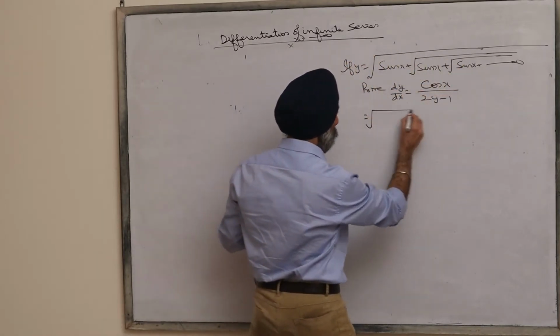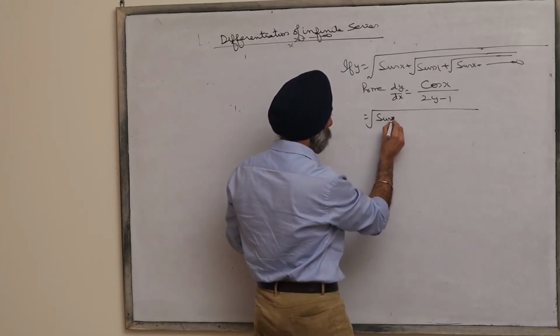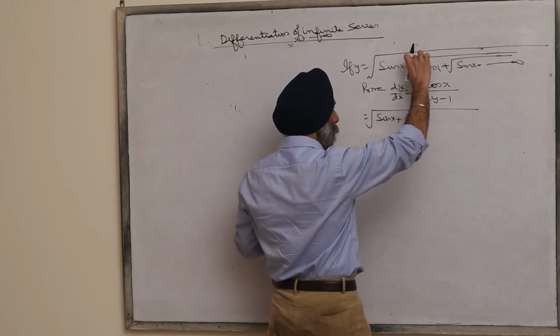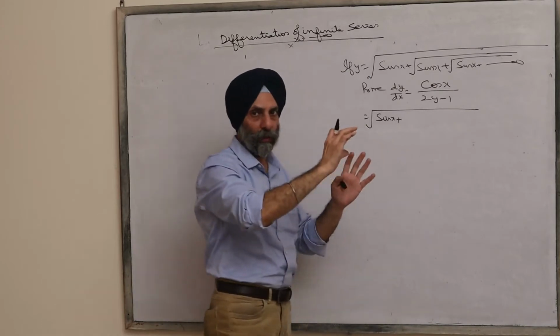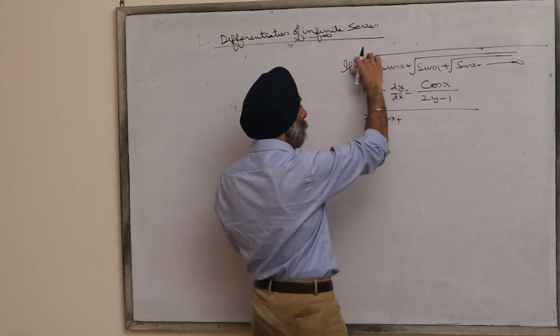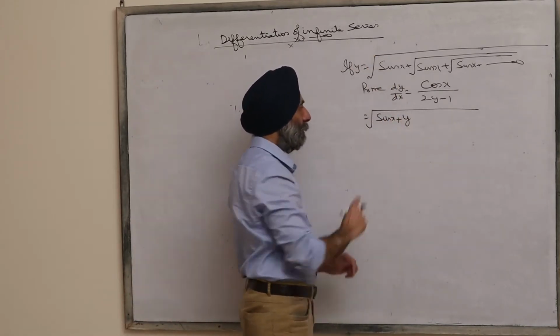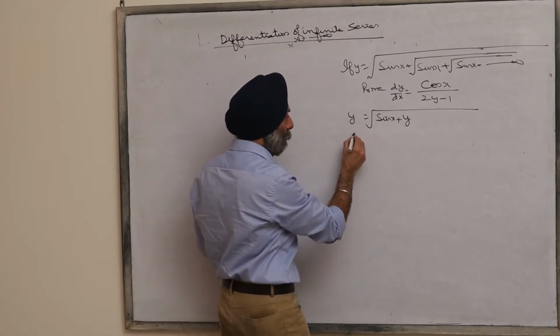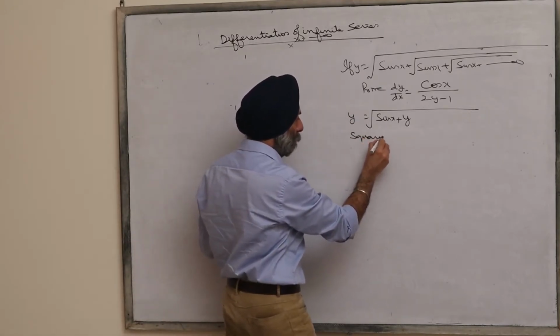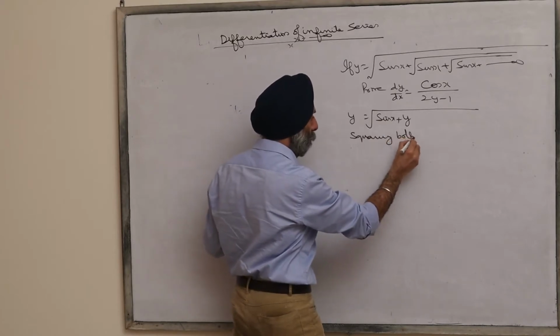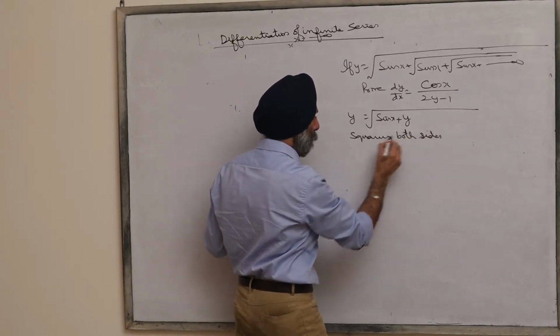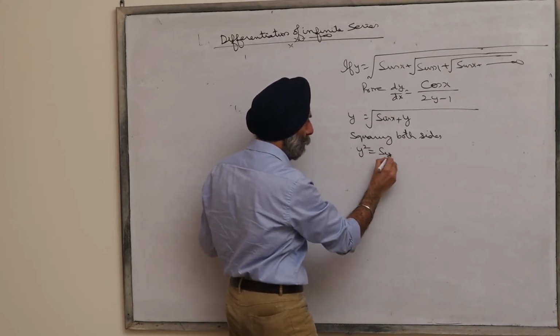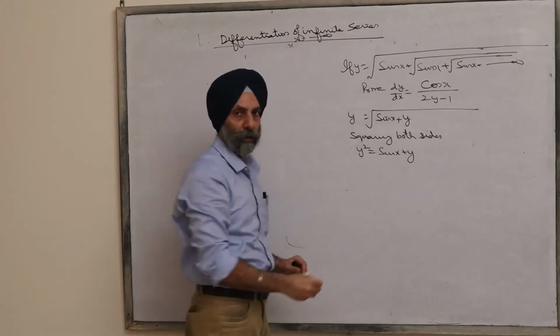Again you can see here, can I write this as sin x, because root sin x plus root of sin x plus so on is equal to y. That means this is equal to under root of sin x plus y. Now squaring both sides. So what do we have? y square is equal to sin x plus y.